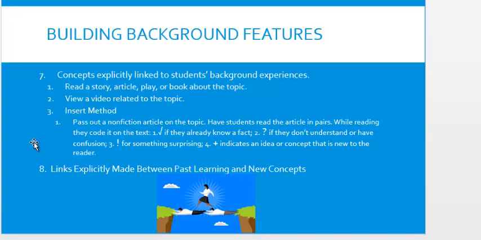Have students read the article in pairs, and while they're reading, they code it on the text, so they're able to write directly on the text. They put a check mark next to a fact that they already knew, a question mark if it's something that they don't understand or they're confused by some part of the reading, an exclamation point for something that surprised them, and a plus indicating a concept that is entirely new to them.